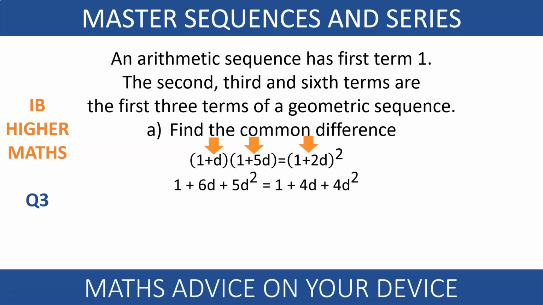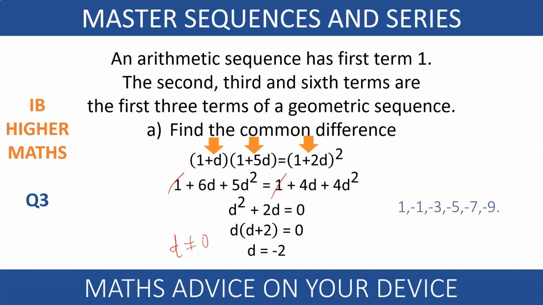We expand both sides of the equation. This leads to the quadratic d squared plus 2d equals 0. We factorize and we solve for d. Since the common difference cannot be 0, because this would not generate an arithmetic sequence, d must be negative 2.